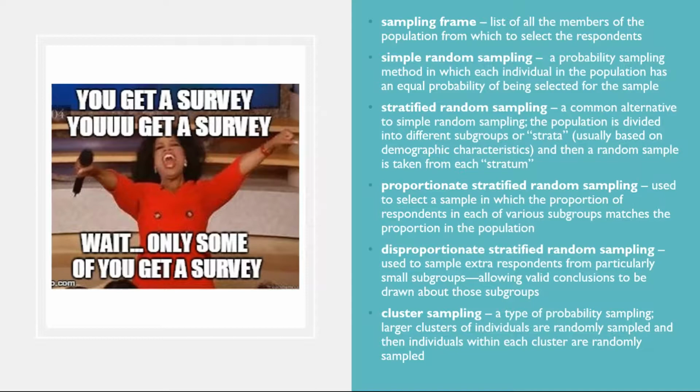Yet another type of probability sampling is cluster sampling, in which larger clusters of individuals are randomly sampled, and then individuals within each cluster are randomly sampled. This is the only probability sampling method that doesn't require a sampling frame. For example, to select a sample of small town residents in Washington, a researcher might randomly select several small towns and then randomly select several individuals within each town.